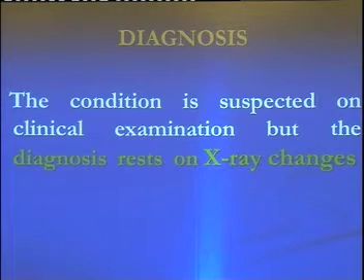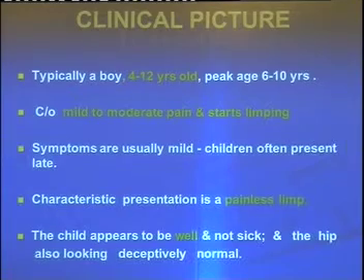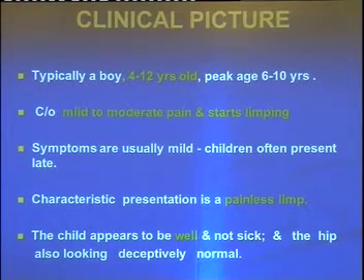How do we diagnose this condition? The condition is suspected on clinical examination, but the diagnosis rests on X-ray changes. Clinical picture, typically a boy, 4 to 12 years old, peak age is 6 to 10 years. In our country, peak age is around 8 to 10 years, little older as compared to the Western world. Boys are affected 4 to 5 times more commonly than girls. Usual complaint, initial stage, mild to moderate pain, and child starts limping. But symptoms are often mild, so children usually present late to us. At that time, the characteristic presentation described for Perthes is a painless limp.